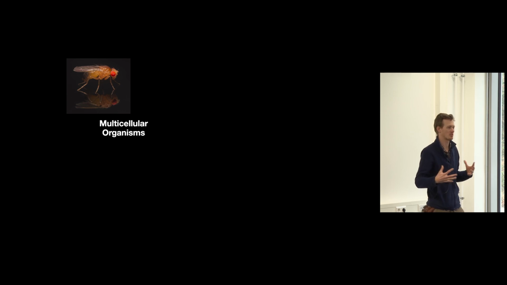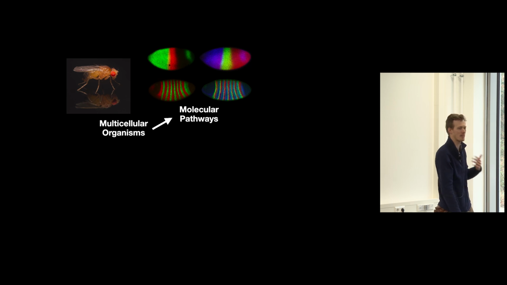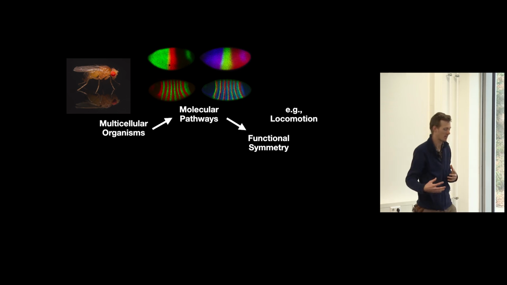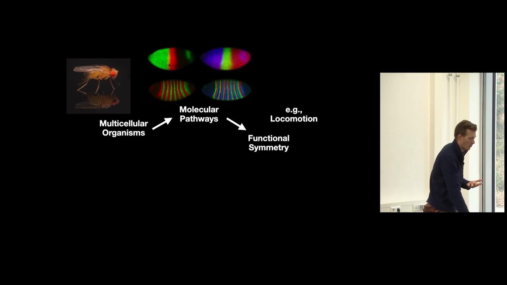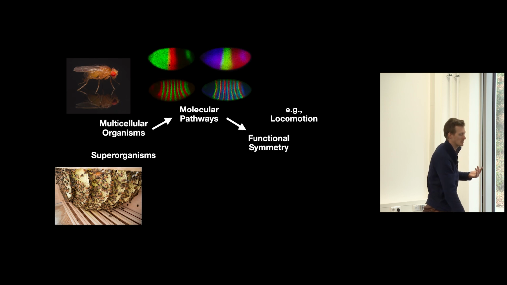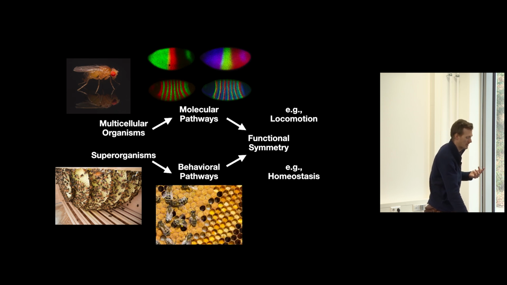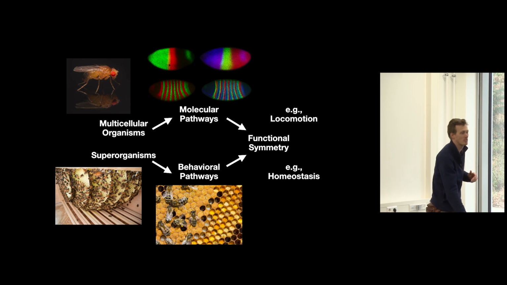So, going a little bigger picture and hopefully connecting to other researchers in some ways: maybe you're a multicellular biologist or someone that thinks about multicellular development, and there are these molecular pathways like gap genes and bicoid and all these different transcription factors. They create things like symmetry in organisms, and that leads to functional symmetry that is important for things like locomotion in a fly. I think what we're getting at is that these superorganisms have behavioral pathways that also get us to functional symmetry, but are important for different things like homeostasis.